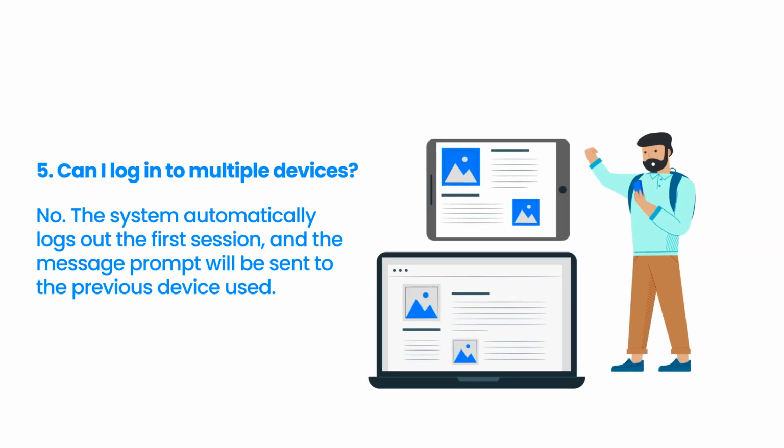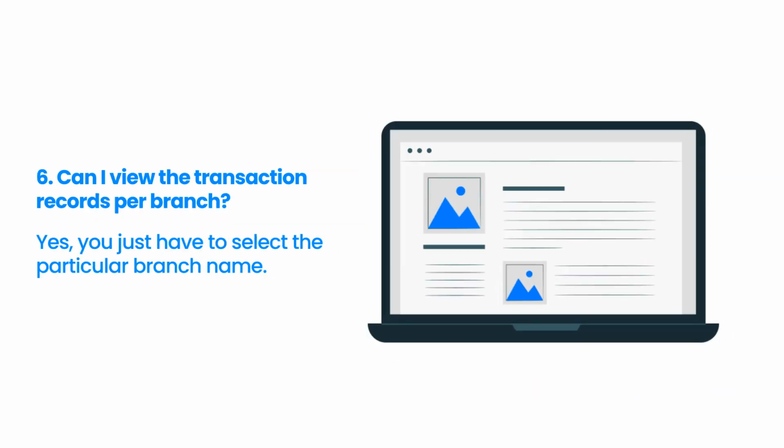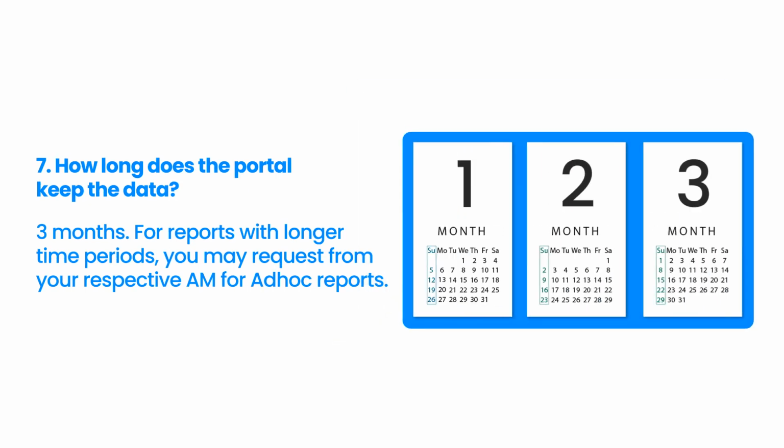Can I log into multiple devices? No. System will automatically log out the first session, and a message prompt will be sent to your previous device used. Can I view the transaction records per branch? Yes. You just have to select a particular branch name. How long does the portal keep the data? 3 months. For reports with longer time periods, you may request from your respective account managers for ad hoc reports.